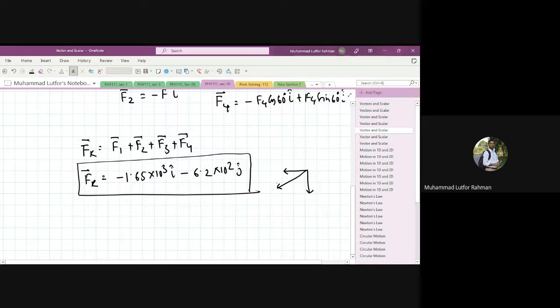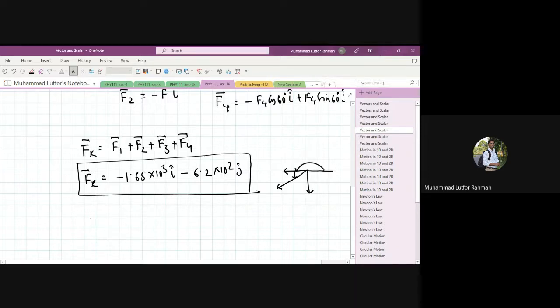But when you find out the direction, if you use your calculator, let me check what would be that one. It would be 6.2 into 10 to the 2 divided by 1.65 into 10 to the 3. It's 0.375, tan inverse. It's going to be 20 degrees. So 20 degree, that means from this angle it would be 20 degree, but you have to count from the positive x. So that means you have to add this 180 degree also.